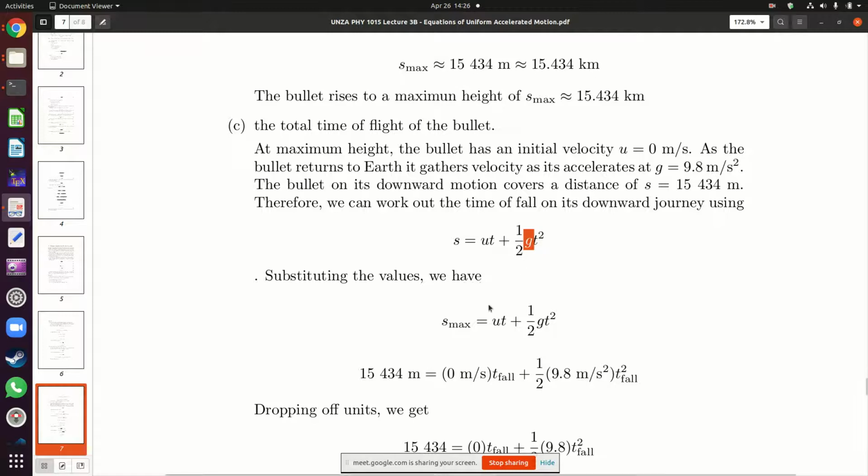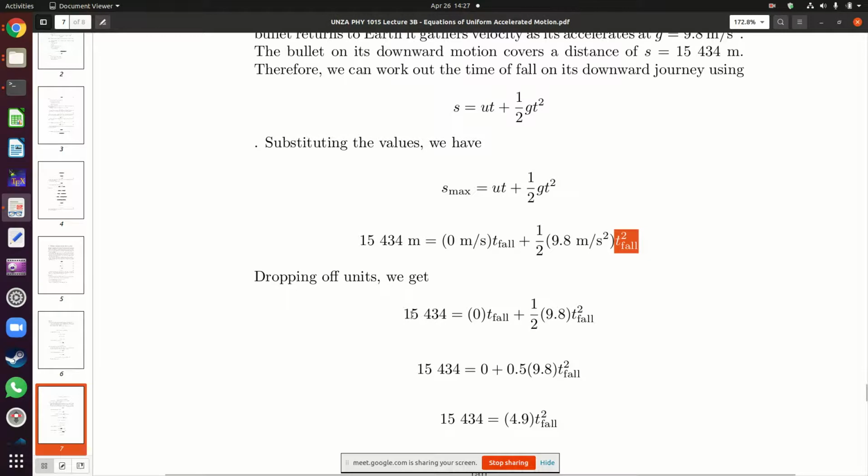Next, we make substitutions. For S max, we have 15,434, equals the velocity at maximum height, which is 0 meters per second, multiplied by T, which is the fall time. That's what we're looking for. Then plus half, then as the bullet is falling towards the surface of the earth, there's an acceleration, which is 9.8, multiplied by T fall squared. If you drop the units, you end up with 15,434 equals 0 times T fall, plus half times 9.8 times T fall squared.